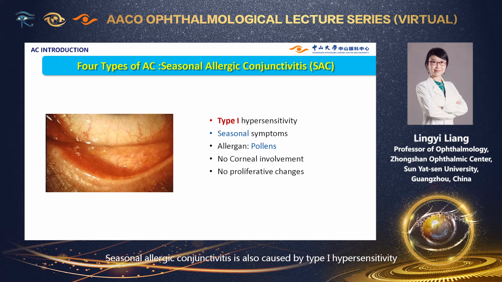Seasonal allergic conjunctivitis is also caused by type 1 hypersensitivity. Patients usually present seasonal symptoms. Common allergens are pollens, and the patients also usually present with conjunctival injection, follicles, papillae, but most of them won't have corneal involvement.